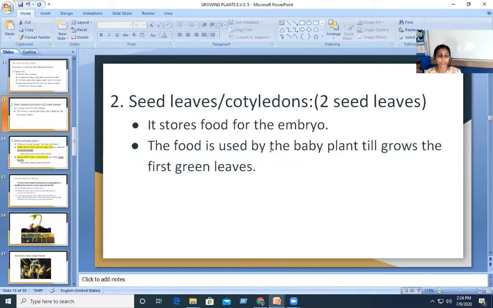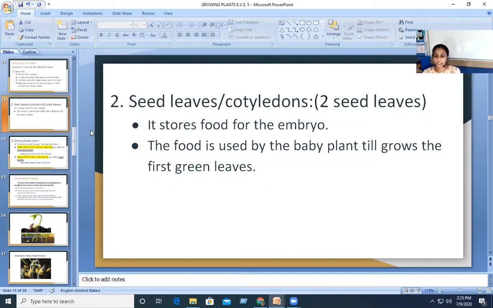As you can see in the rainy season, any dried seed thrown outside, when it gets in contact with water, the seed pod breaks, and a small budding comes out, which is called the embryo. The embryo requires food, and the food is given by the seed leaves. The seed leaves store the food, which helps the embryo. As the embryo grows into an individual plant, it starts developing its own green leaves. Till then it requires food, and that is supplied by the seed leaves.